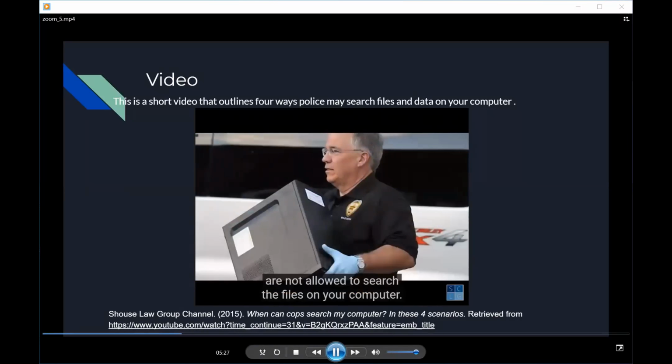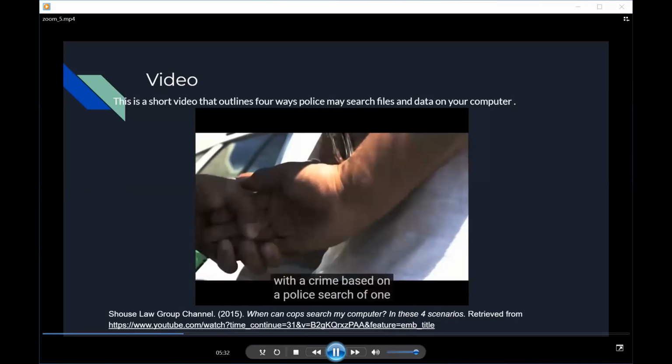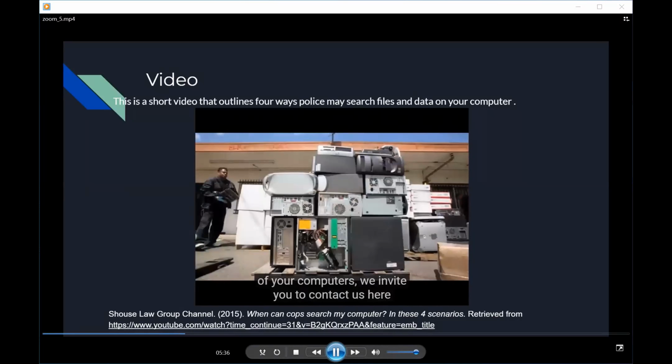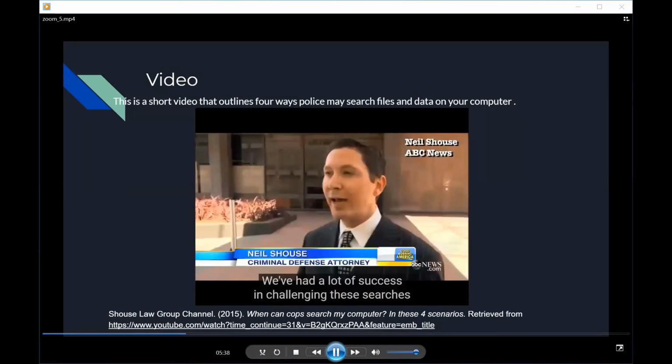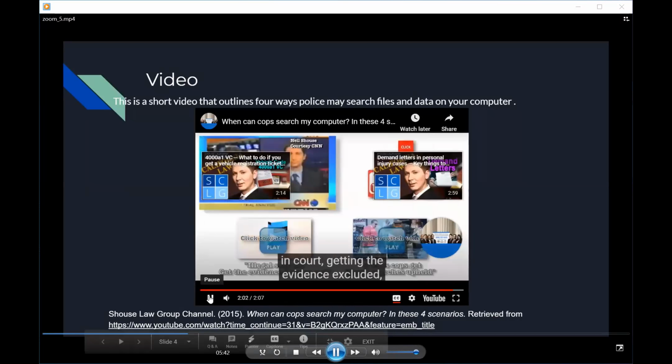If you've been arrested or charged with a crime based on a police search of one of your computers, we invite you to contact us here at Shouts Law. We've had a lot of success in challenging these searches in court, getting the evidence excluded.